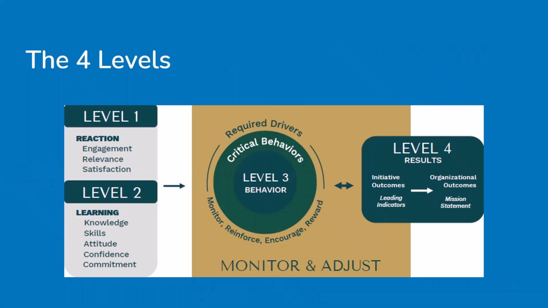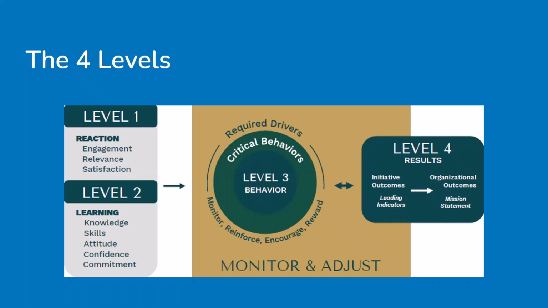Okay, so here are the 4 levels of Kirkpatrick. So we start with level 4 and we work backwards to level 1. Level 4 basically is what the company exists to do. So if it's a for-profit company, it exists to make money. So that is the level 4 result that you are looking for. Now, it might take a long time to get to that result. So we would leverage leading indicators to see if we're headed in the right direction.